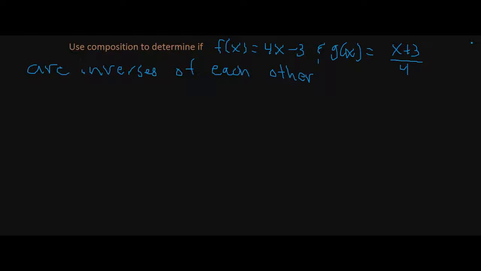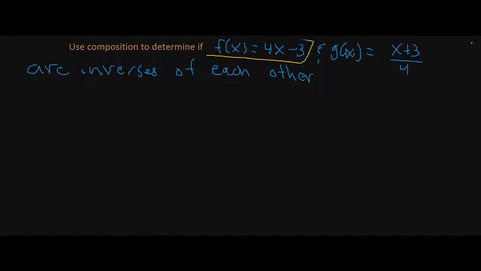Alright, Algebra 2, let us go ahead and use composition to determine if f of x is equal to 4x minus 3 and g of x is equal to (x plus 3) divided by 4 are inverses of each other. Alright, so let's get started on this problem. Remember that if we plug both of these functions into each other, we should just get x.